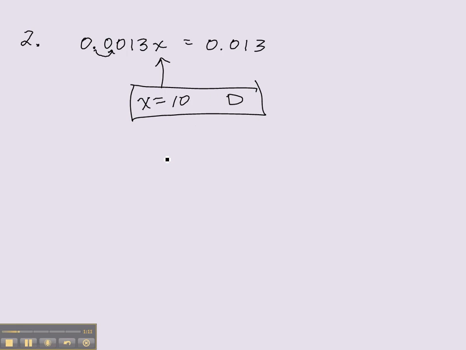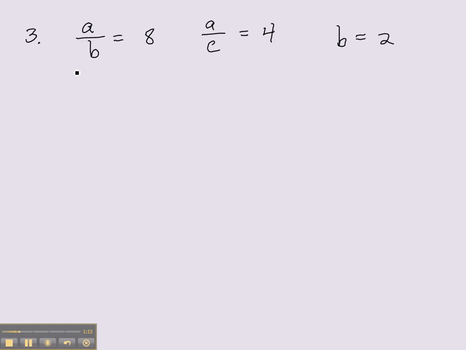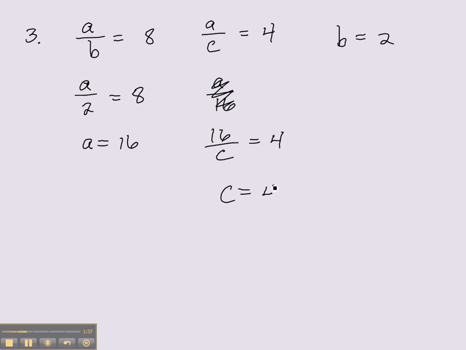Number 3. Okay, we're given these two equations, and if b is equal to 2, we want to find c. So a would have to be 16. 16 divided by 2 is 8. So if we put 16 in for a, 16 divided by what number is 4? 4. Answer choice B.